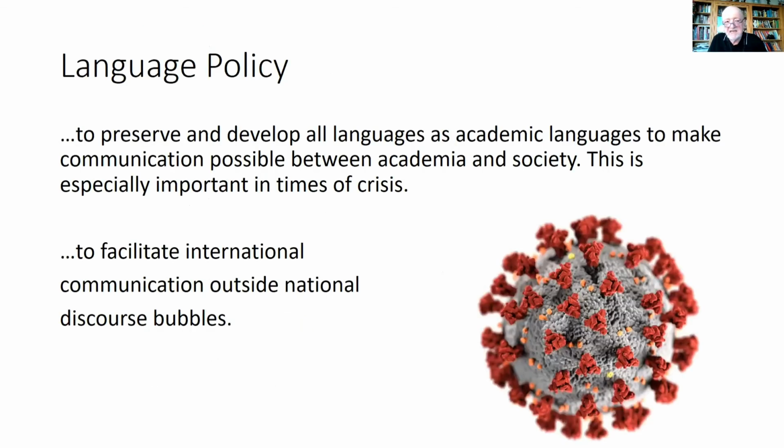There's also the policy argument. A criticism sometimes raised against academia is that it presents a bubble. It's the ivory tower. It is a bubble. But within academia, we have to learn how to communicate with society at large. And we have to preserve and develop all languages as academic languages to make communication possible between academia and society. And this is so important.